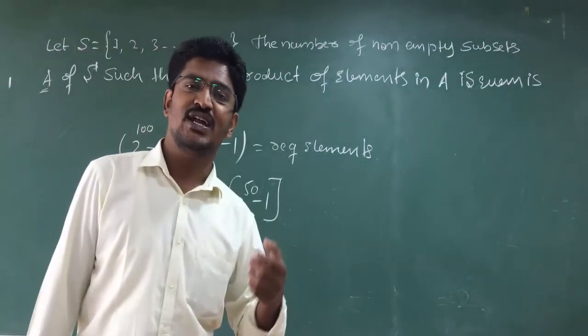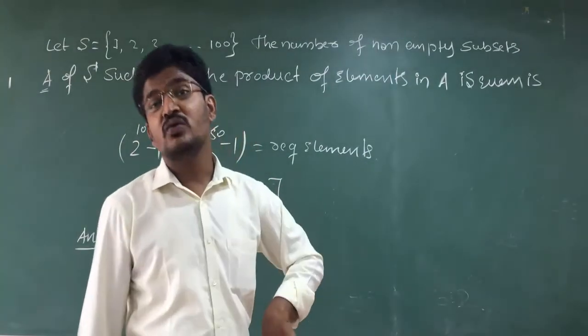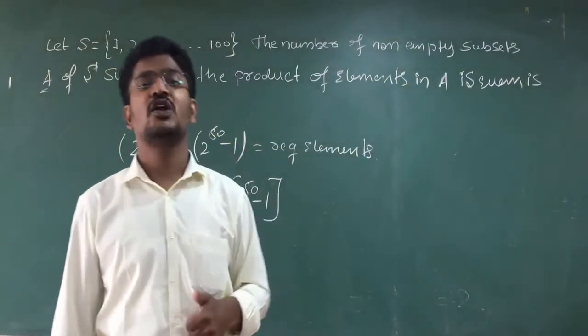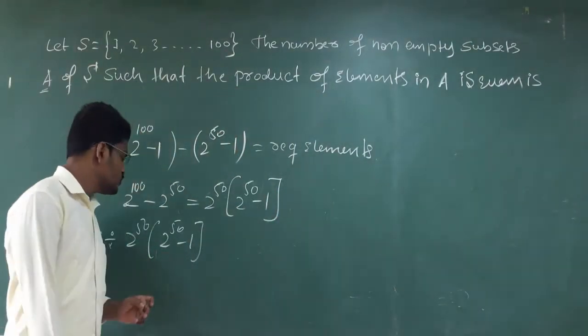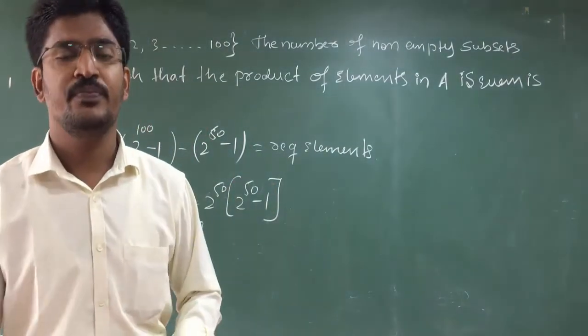There is a set S with 100 elements. You have to collect the non-empty subsets of that set S. Then you have to calculate the product of even elements of that collection of non-empty subsets. Clear? That is given by 2 to the power of 50 into 2 to the power of 50 minus 1.